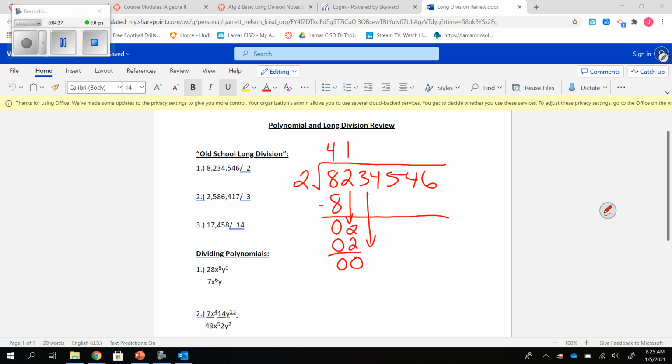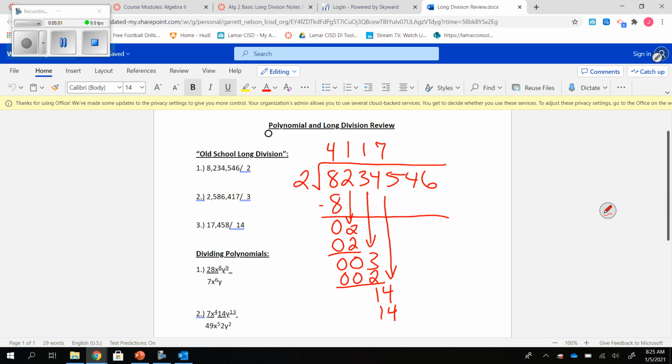This is going to be a long one. We're going to keep going one number at a time. 03. Then how many times does 2 go into 3? One time. But this time we're going to have a remainder because 1 times 2 is 2. All right, subtract that, and we get 1. Then we're going to bring this 4 down. 14. How many times does 2 go into 14? 7 times. 7 times 2 is 14. We're back to no remainder.